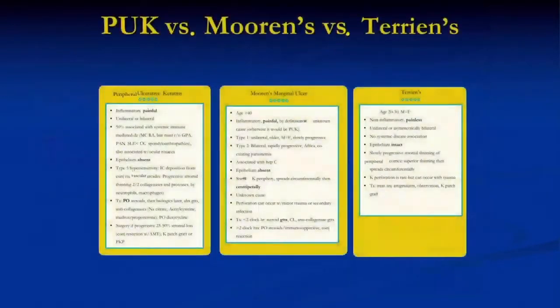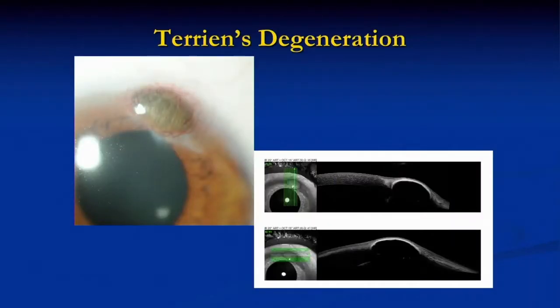Now, in the differential diagnosis of PUK, we also have the possibility of Terrien's versus Mooren's. PUK is painful, versus Terrien's, which usually affects the younger patient and is painless, and then we have the Mooren's ulcer, which starts in the periphery and then goes more in a centripetal direction. This is one of my patients who has Terrien's degeneration, and unlike the general kind of these patients, this patient has bilateral corneal perforation, is a jiu-jitsu athlete, and as you could see on the anterior segment OCT, has very thin cornea in certain areas.